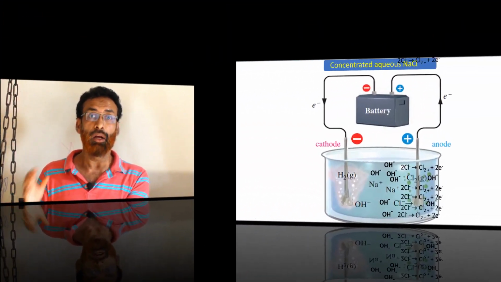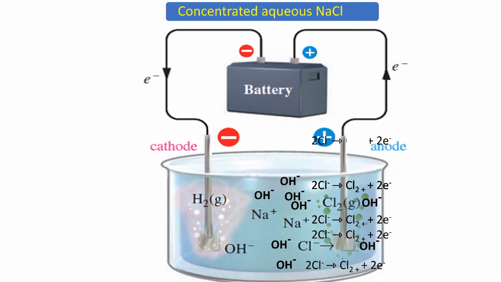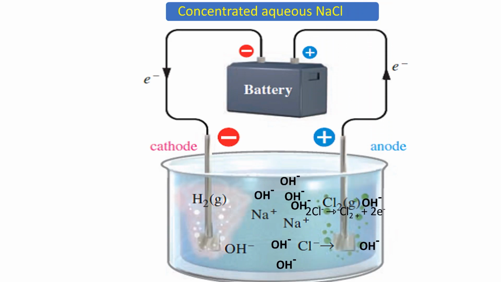The reaction at the anode will be different for concentrated sodium chloride because you have chloride ion and hydroxide ion. In the electrochemical series they are close, and here the concentration of chloride ion is much more than the concentration of hydroxide ion. So despite the position of hydroxide ion being first, chloride ion will lose electrons, and hydroxide ion will remain there. Chloride ion losing electrons forms chlorine gas and hydroxide remains. This is how the electrolysis of concentrated sodium chloride and dilute sodium chloride are different.